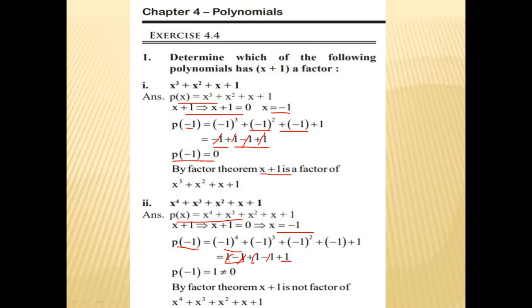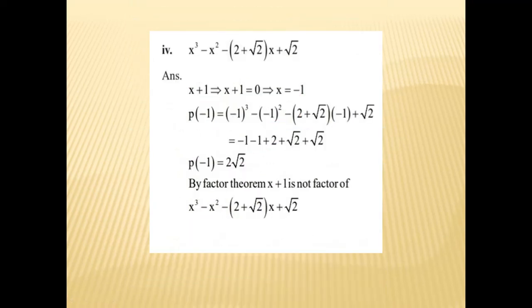It is not equal to 0. That means the remainder is not equal to 0. By factor theorem, we say x plus 1 is not a factor of P of x. Therefore, by factor theorem, the remainder is not 0, so x plus 1 is not a factor of P of x. We go to the next question.